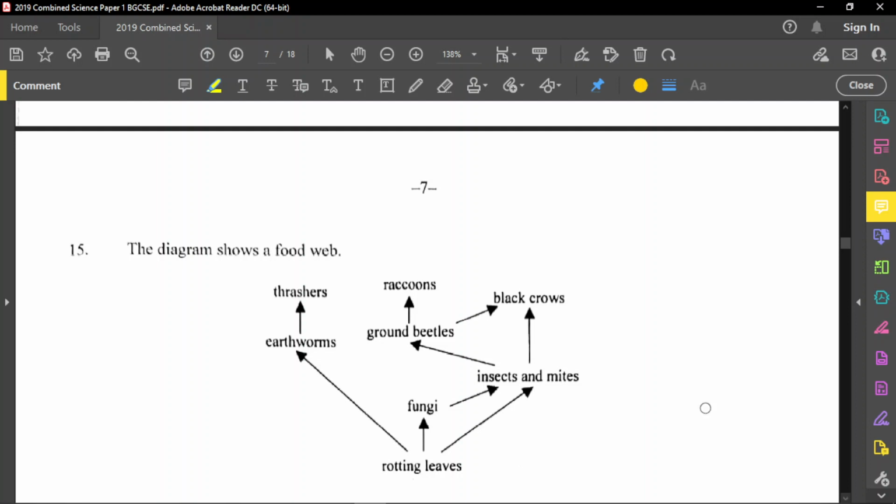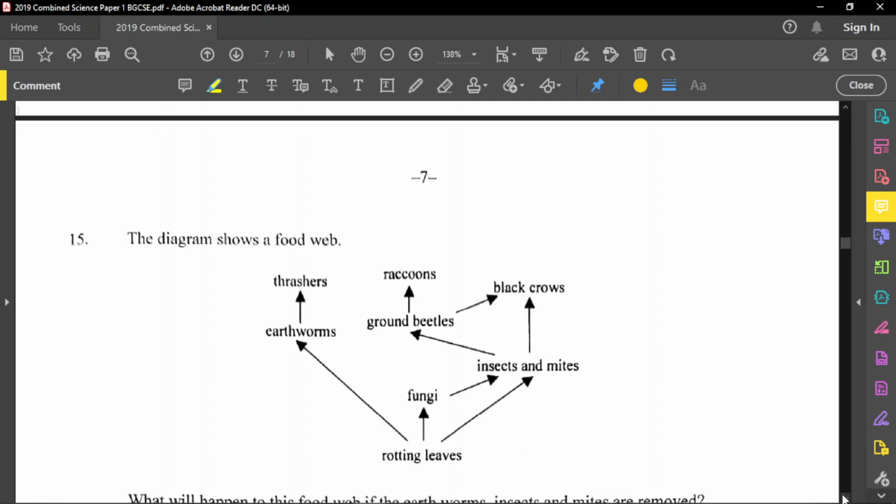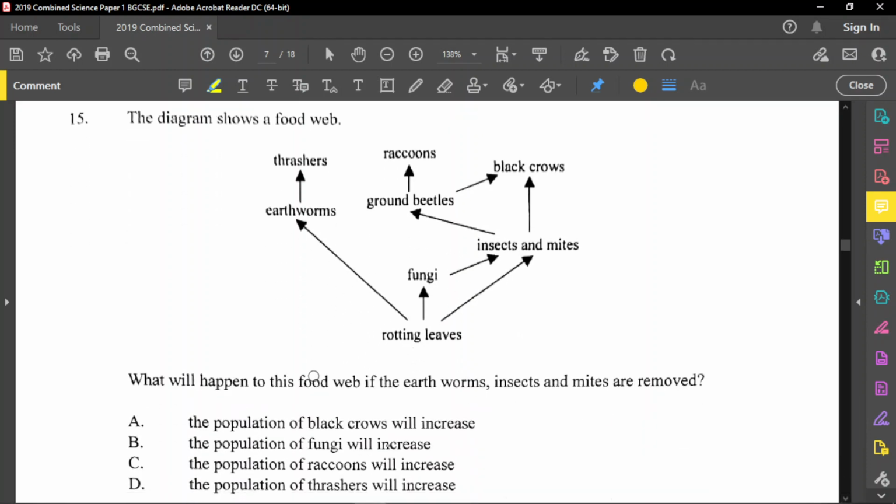For question number 15, it said diagram shows a food web. All right, and so we have a food web here. We have rotten leaves, we have fungi, we have insects and mites, we have ground beetles, we have raccoons, we have black crows, we have the thrashers, and we have the earthworms. But let's see what they ask us to do. It said, what will happen to this food web if the earthworms, insects, and mites are removed?